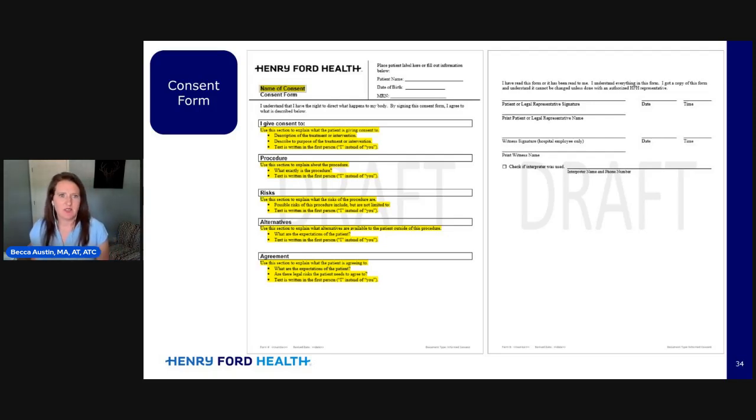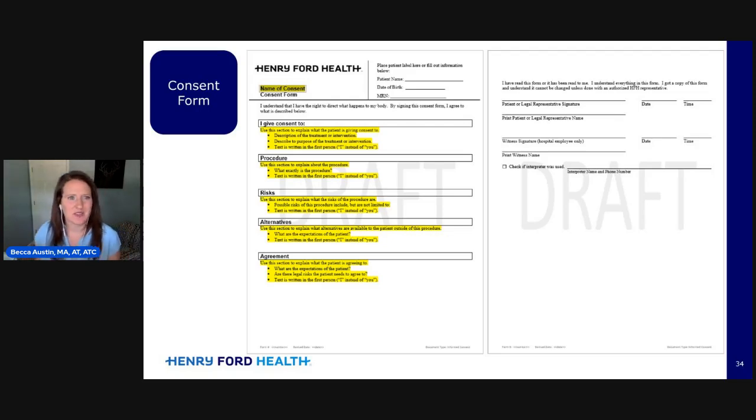So anything else that's not in yellow is all locked text. This is all standard text that our employees actually cannot change, because that is the agreed upon text from our, again, legal, health literacy, regulatory team, etc. So that's agreed upon text.